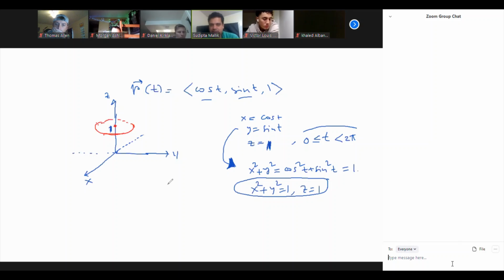Does that make sense? Because if you have x squared plus y squared equals 1, this is a cylinder, a circular cylinder. What would a cylinder look like? It will look like this.